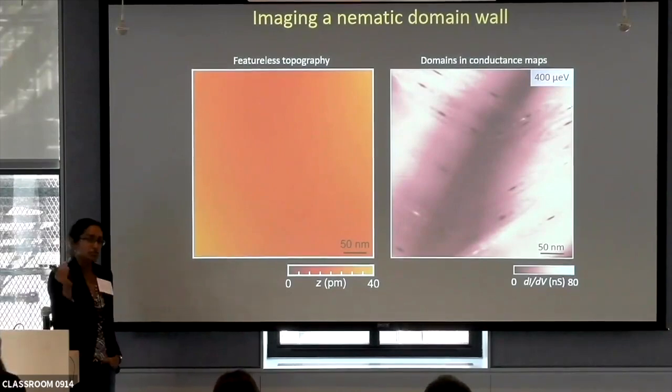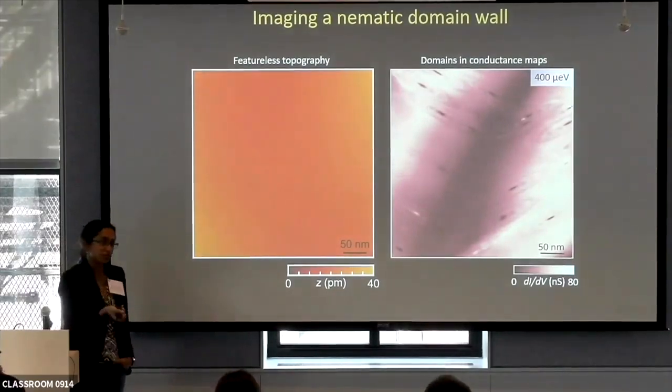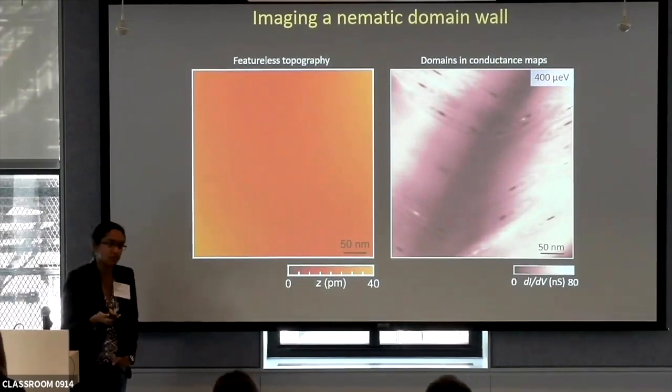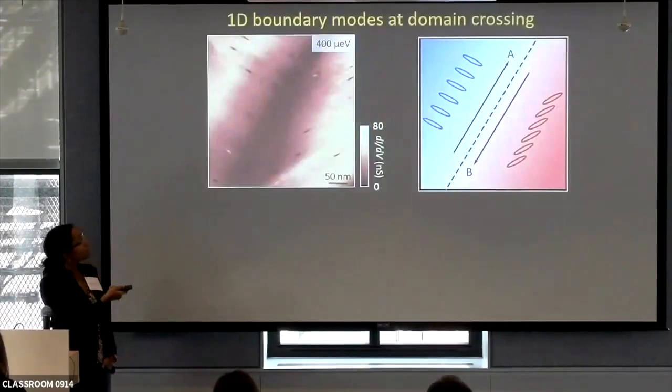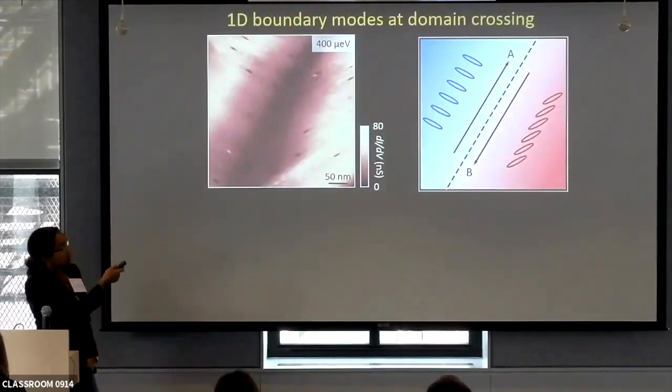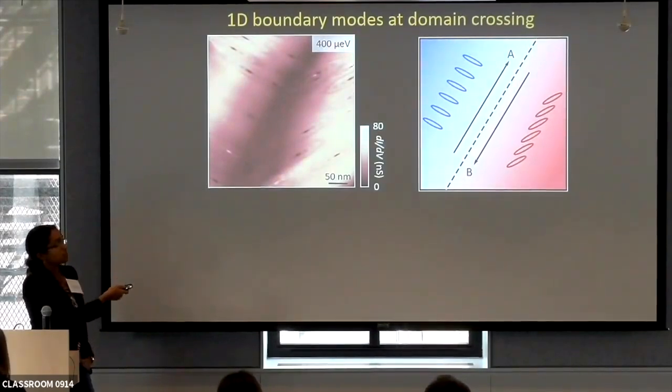So this is not a structural domain boundary. It's electronic, we see it just in the conductance maps when we take an image at one of these Landau level states. And so what we expect is, okay, if on one side we're occupying one valley and on the other side we're occupying a different valley, then we should have these one-dimensional modes that are valley polarized and counter-propagating.